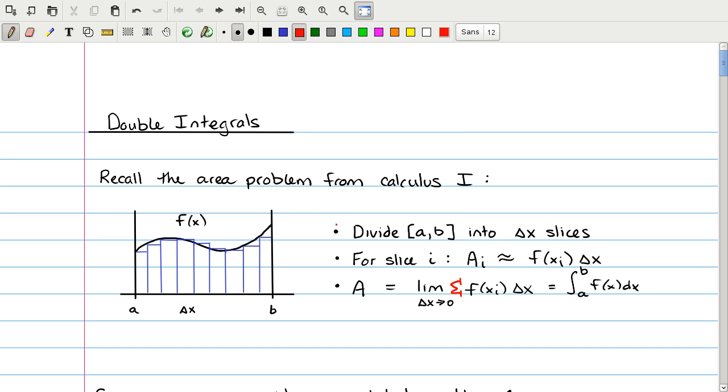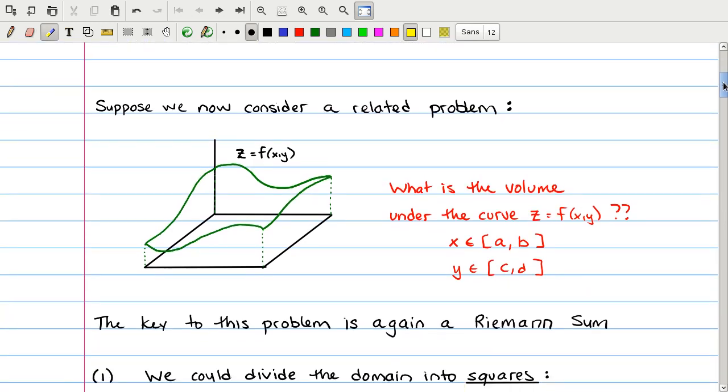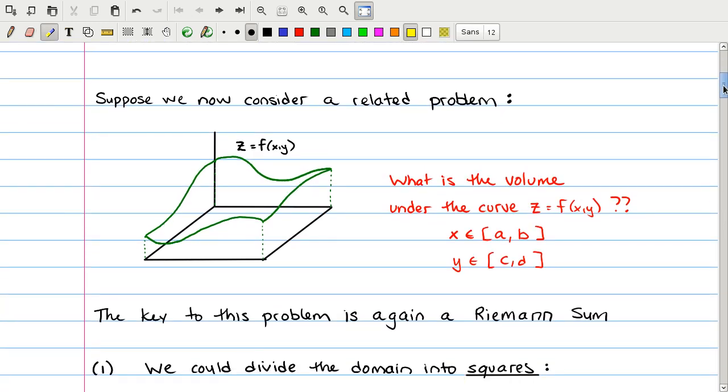It's a three-step process. You slice the domain into pieces, you estimate the contribution from each piece, and then you sum them up and take the limit, and that is what we denote the integral. So this notation here is nothing more than a shorthand notation for this limit definition of the integral. Now let's move to a more general problem. Let's generalize that problem to a harder one, but related.